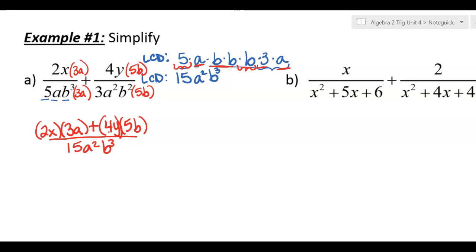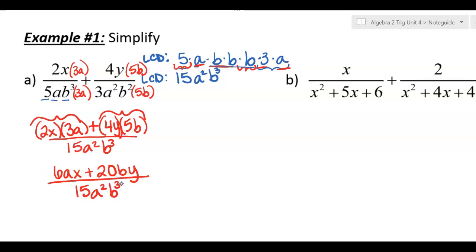We have to now do a bunch of work in the numerator, okay? So we're going to do a bunch of work in the numerator. So I'm going to multiply these together. And I'm going to multiply these together. And if there's like terms, I'm going to add them together. So 2x times 3a is 6ax. 4y times 5b is 20by. And I have that common denominator.